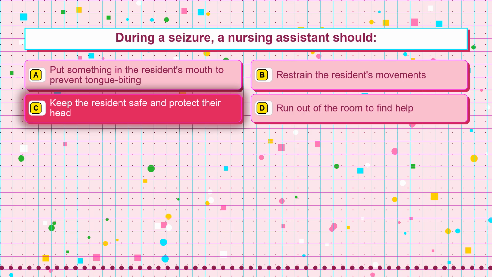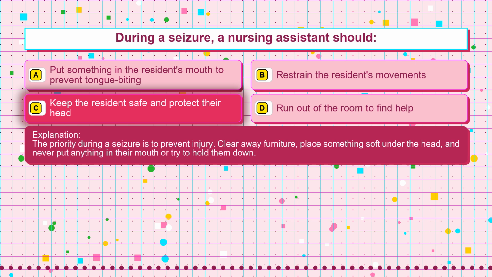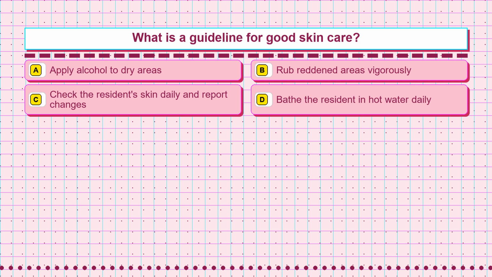The correct answer is option C, keep the resident safe and protect their head. The priority during a seizure is to prevent injury. Clear away furniture, place something soft under the head, and never put anything in their mouth or try to hold them down. Question 25. What is a guideline for good skin care?